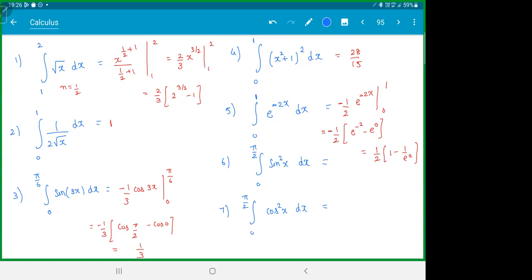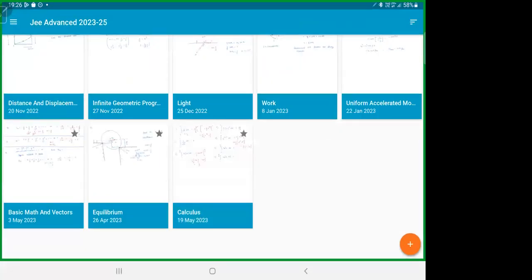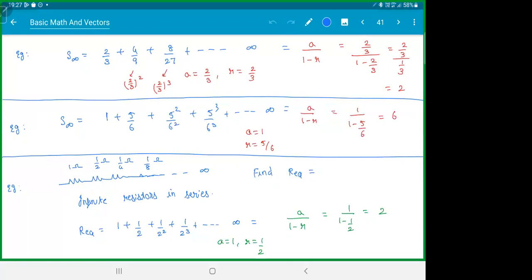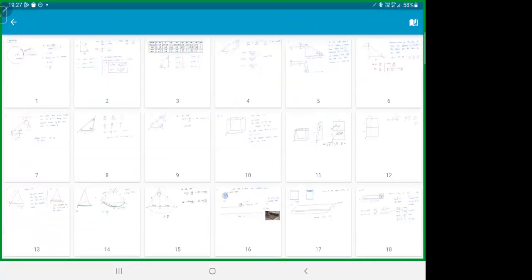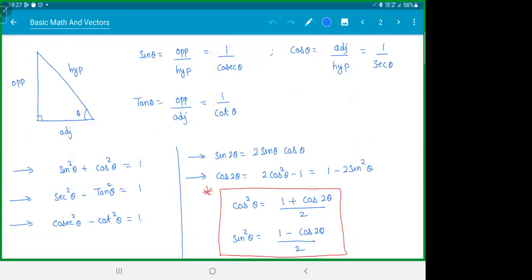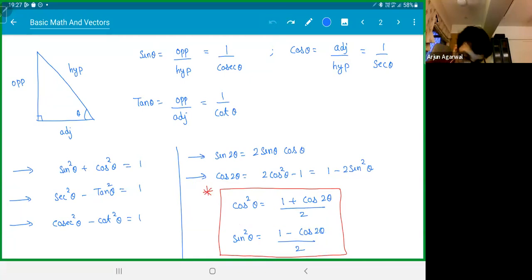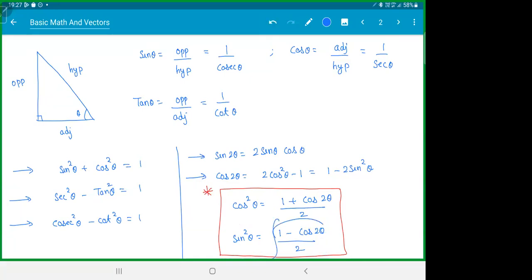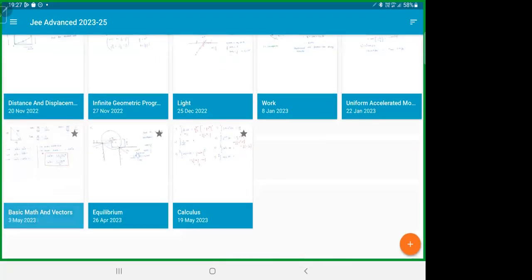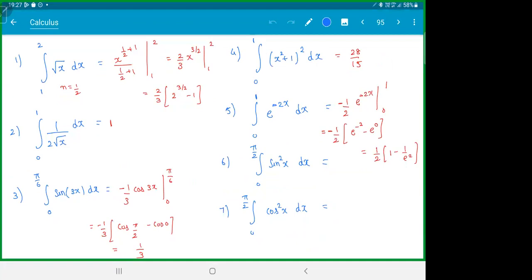What you're more interested in is applications. How to do the sixth one? Any ideas? There is a hint in basic max. Anyone remembers this? Yes, sir. You can convert sine square into 1 minus cos 2 theta. This integration you can do, na? You can't do it for sine square directly. So you have to convert this into 1 minus cos 2 theta and 1 plus cos 2 theta. Try. I'll give you a minute now for the sixth one.